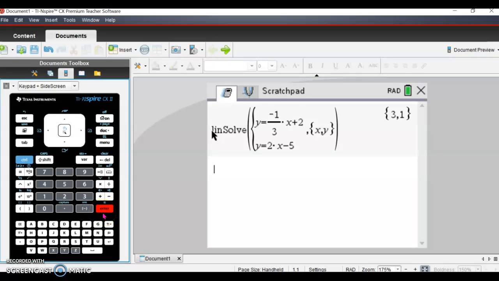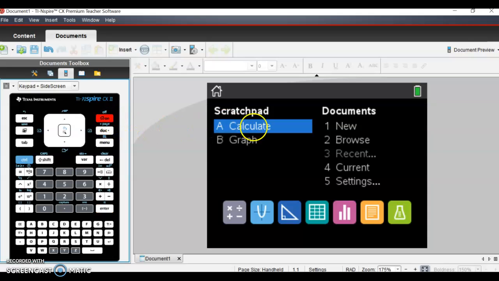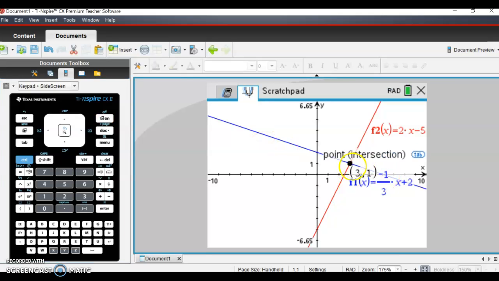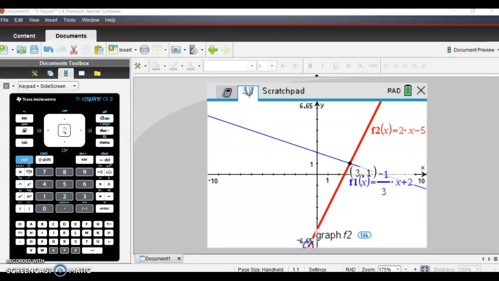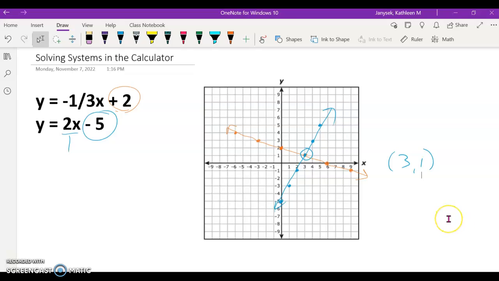Very similar to NSolve, how it can solve an equation for you. You don't even have to type the comma x because it already has x, y. Notice the order, x is first, y is second. So that means that's the same for us when we actually look at the answer. 3 is the x and 1 is the y. And that is the point that we saw on our graph where the two lines intersected. And it's the same point we got when we graphed it by hand.